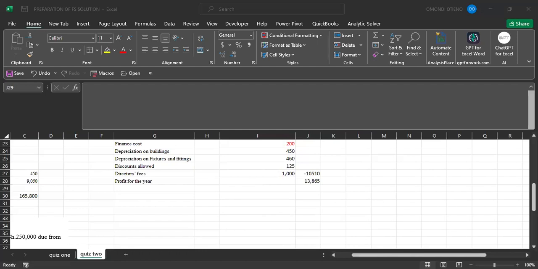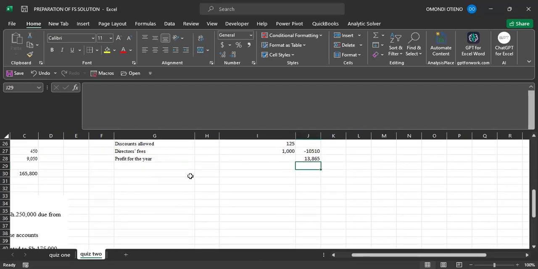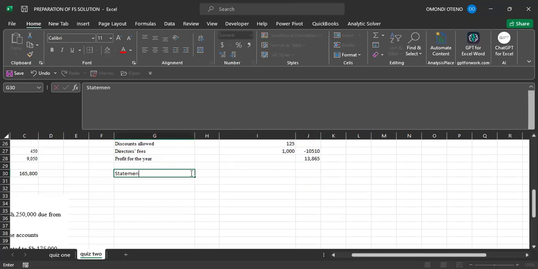Great. So if you're getting the same thing, let me just introduce this as early as today. We want to look at the statement of changes in equity.